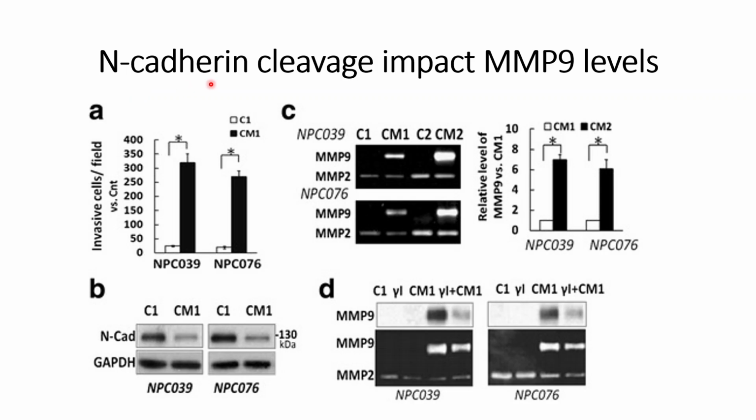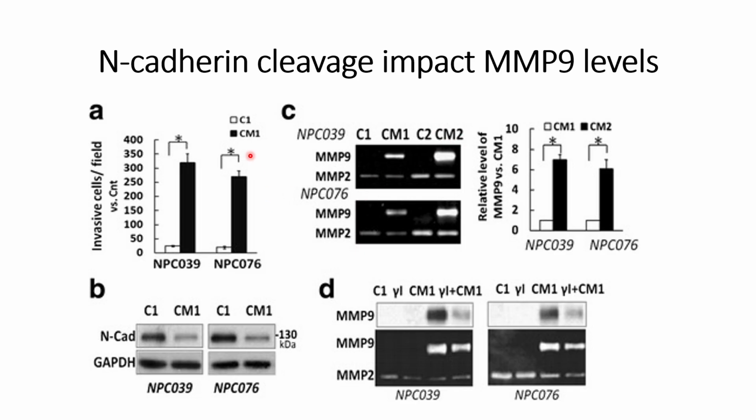In this video we will discuss how N-Cadherin cleavage impacts MMP9 levels. So in order to test this hypothesis, what they did is they cultured the cells with PMA for 8 hours and took out that media, which they termed CM1, the culture media. Then they used this culture media to treat another set of cells, and the condition media that they took out from those cells they call CM2, the condition media.